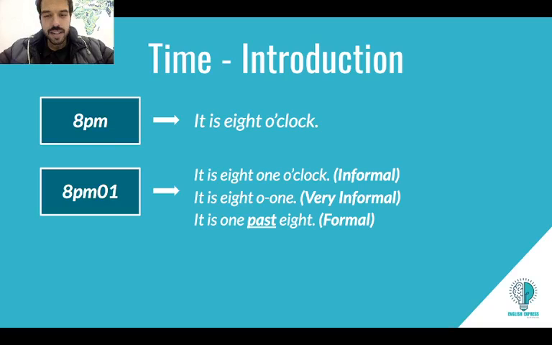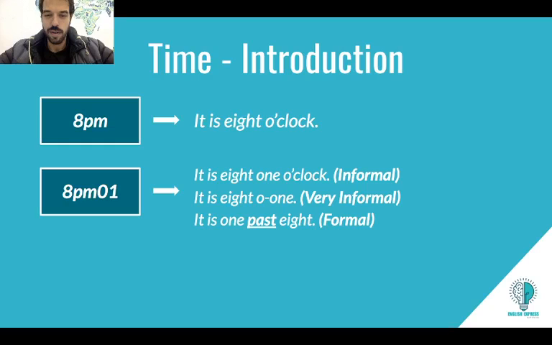Our last example. It is 1 past 8. This is the formal way, okay? Today, we are going to focus on the formal way of talking about time. Why? Because the informal way, it's very simple. There is no change. There is no difference. Okay? I'm going to teach you about formal situations and talking about time.